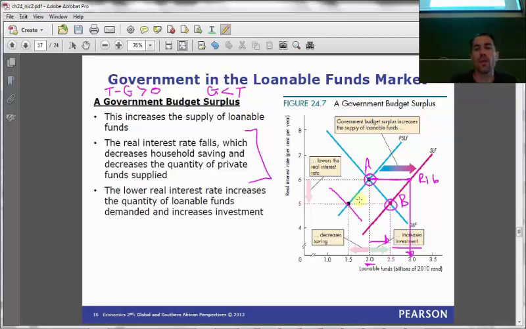Either way, whether you're using this textbook or a different textbook, when you have a government surplus, you will always have a decrease in interest rates. Okay? And with a decrease in interest rates, you will have an increase in private investment. Any questions at this point?